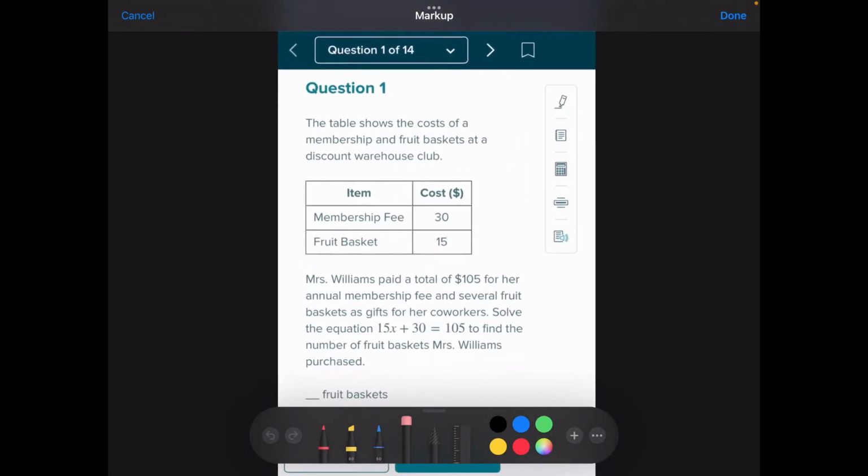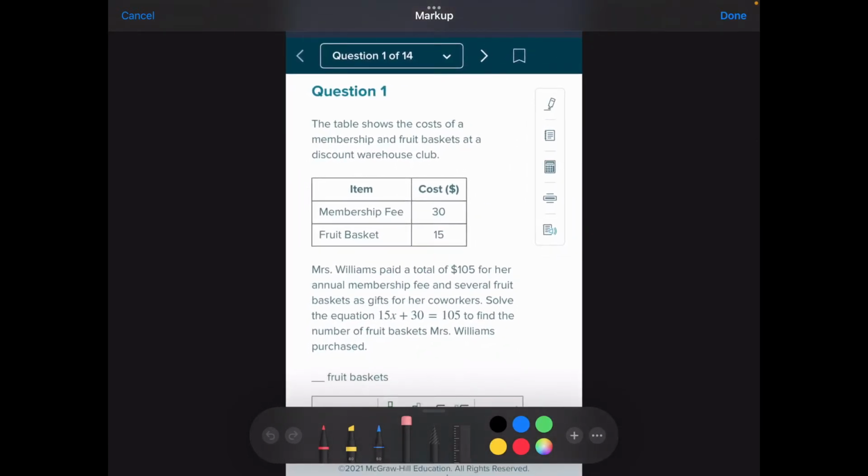So, we have this question right here. The table shows the cost of a membership and fruit baskets at a discount warehouse club. So, like a Costco, like a Sam's Club, okay? It says here membership fee is $30, right? And a fruit basket is $15.